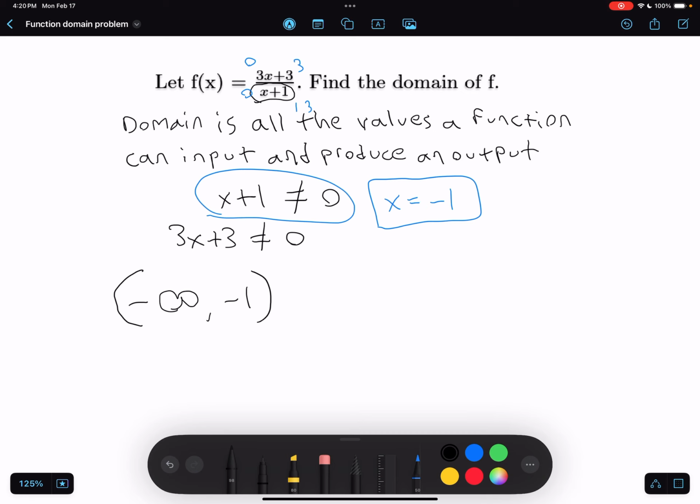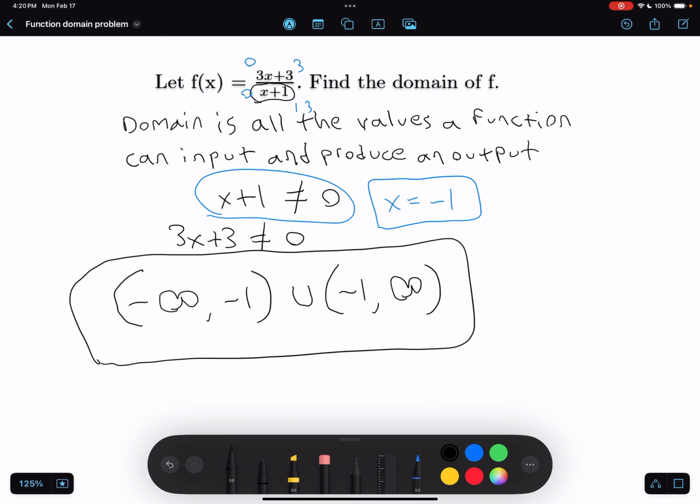Then we join this interval together using the union symbol, because we have to include the larger values of x as well. We join it to the interval from -1 to positive infinity, because x could be anything all the way up to 5 billion and it would still output a result when put into this function. So we've got our completed interval notation here. This is the answer to this problem, the domain of this function.